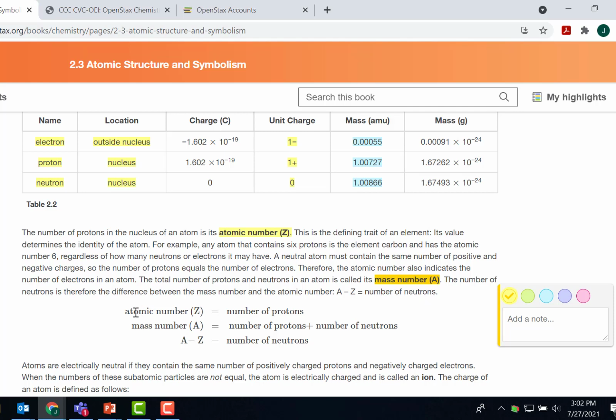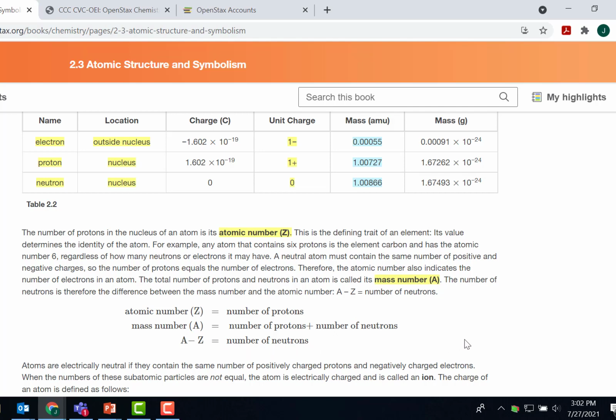The mass number. So atomic number, mass number. If you know these, you can figure out protons and neutrons. So atomic number is always the number of protons. So that's the definition of atomic number. And then mass number is protons plus neutrons. So you can subtract those to find the number of neutrons if that's something that you care about.